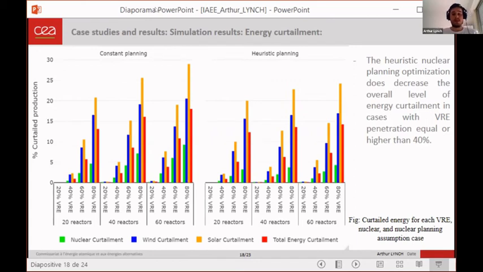It means that nuclear planning optimization does decrease solar curtailment, wind curtailment, but also nuclear curtailment that may occur when nuclear is not flexible enough to adapt to the electric demand variation. This is really a structural result of our paper, the fact that nuclear planning optimization in cases with high variable renewable penetration does help variable renewable energies integration in the electric system.